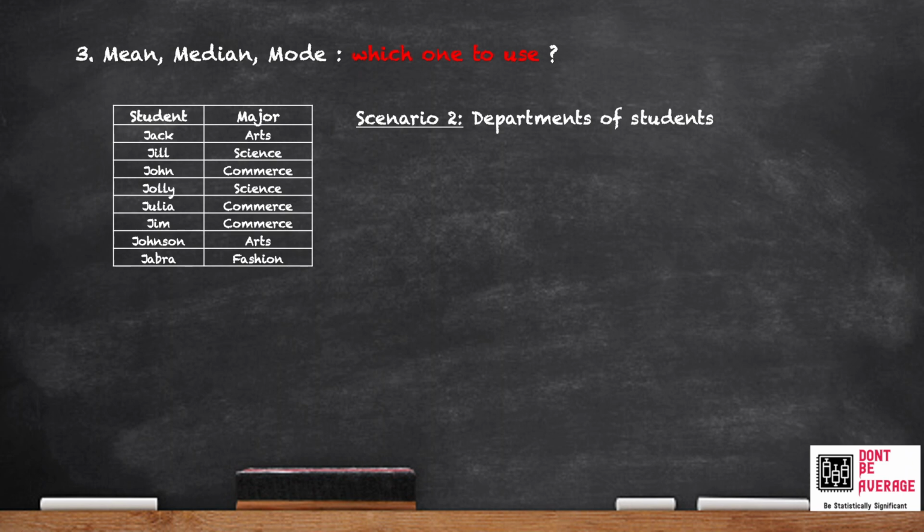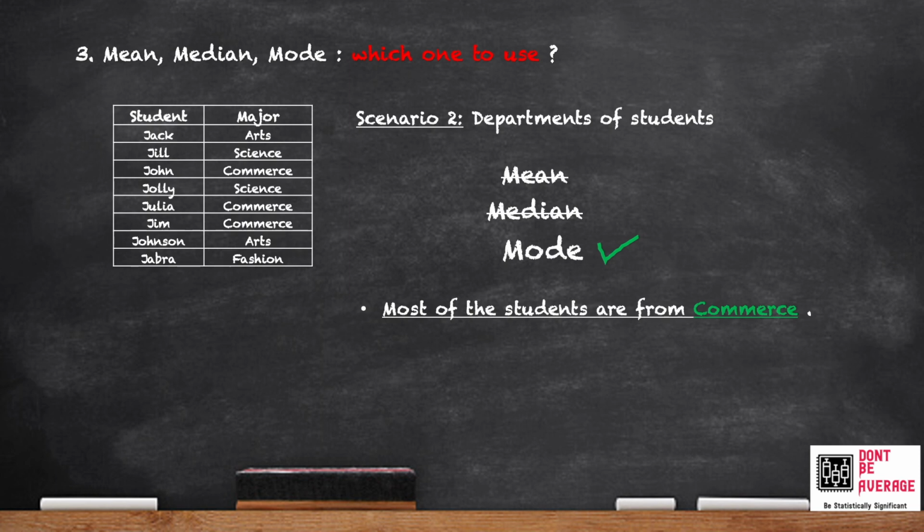Now let's say instead of marks, we are talking about their departments. How will you summarize this data? You cannot calculate mean since this is not numerical information. You cannot find median because there is no way to order them. But we can still find the mode, the most frequent one. If we say most of the students are from commerce, that gives a fair idea about this data, right? So whenever we have categorical data like this, we can use mode as a measure of central tendency.